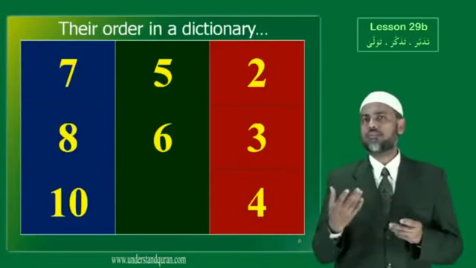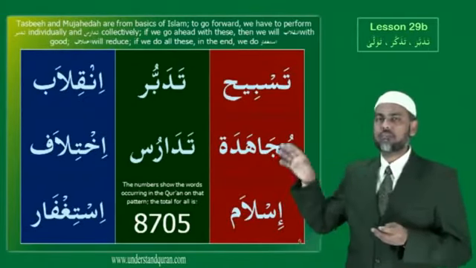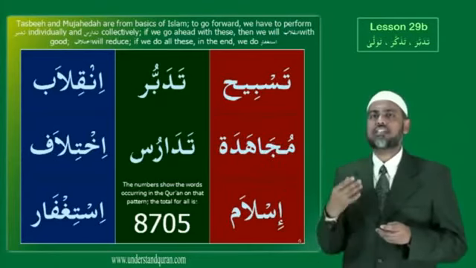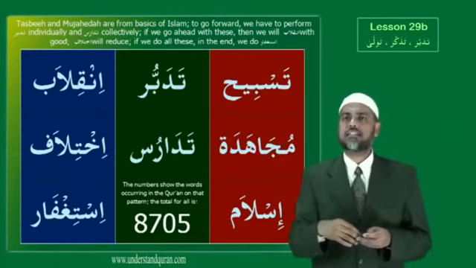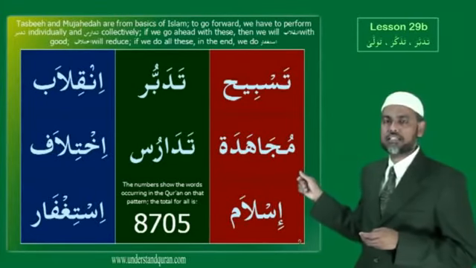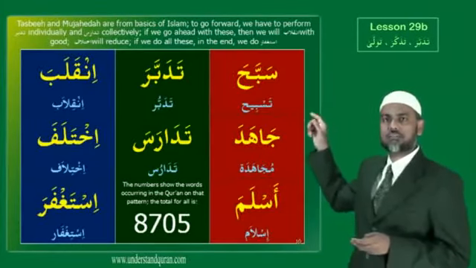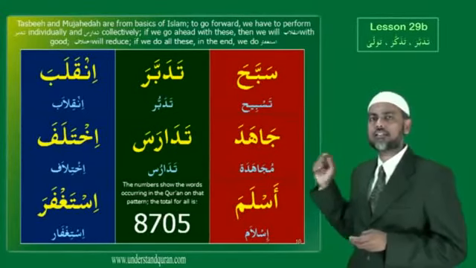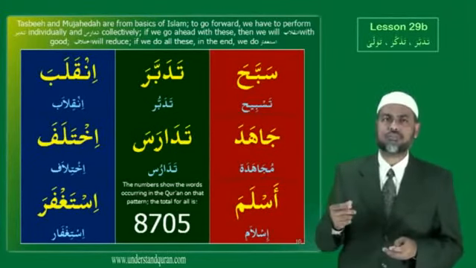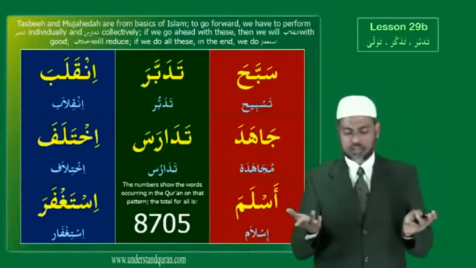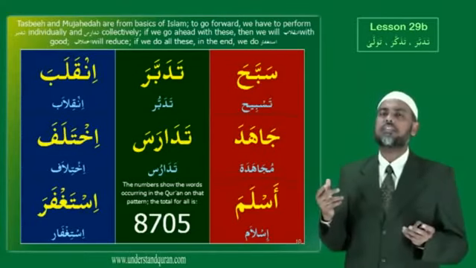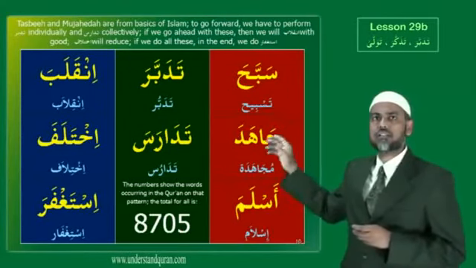And we also gave you a simple trick to remember the 3 sets, the 3 columns, using 3 sentences. That is, tasbih and mujahada are from the basics of Islam. That is sabbaha, jahada, aslama. If we want to go ahead, to go forward, we have to perform tadabbur individually in the Quran and tadarus collectively of the Quran. That is tadabbara, tadarasa.